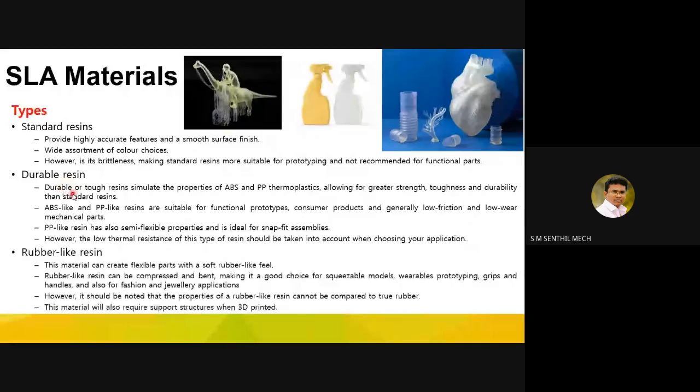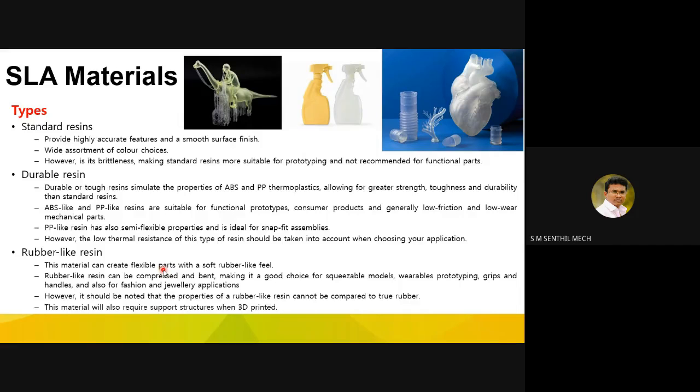Durable resins are tough and simulate the properties of ABS and polypropylene thermoplastics. They have the combination of both these properties, ABS and PP. Then there is a rubber-like resin, which gives a very soft, rubber-like feel and can be stretched to a certain limit, but it can't actually replace the properties of a true rubber. It will have, say, 50% of the properties of a true rubber.